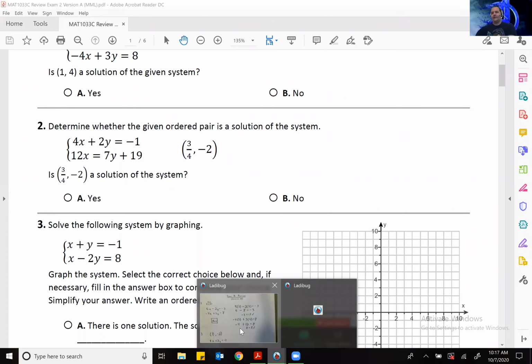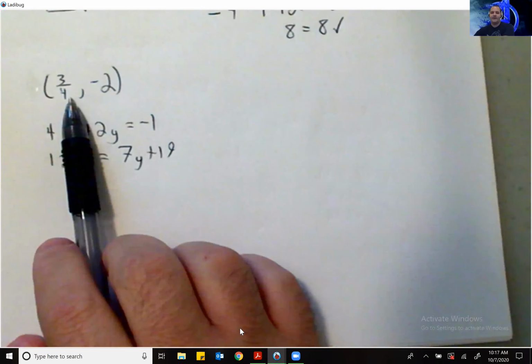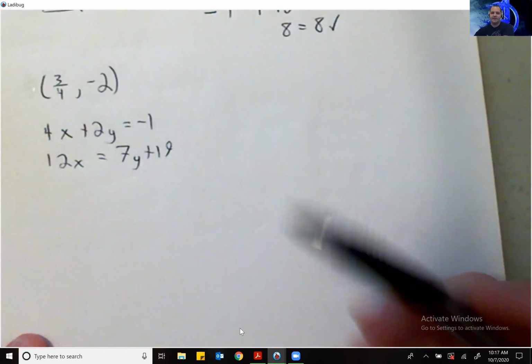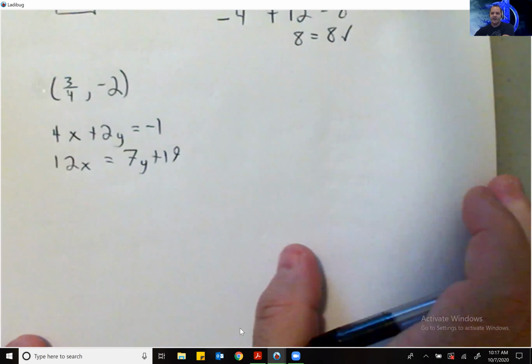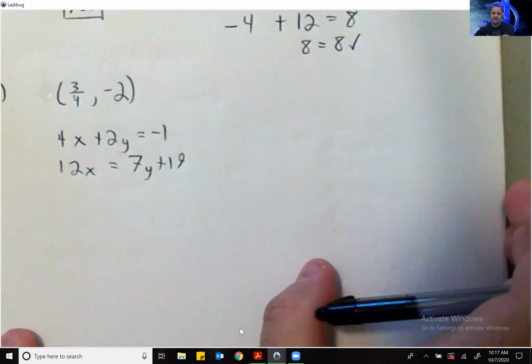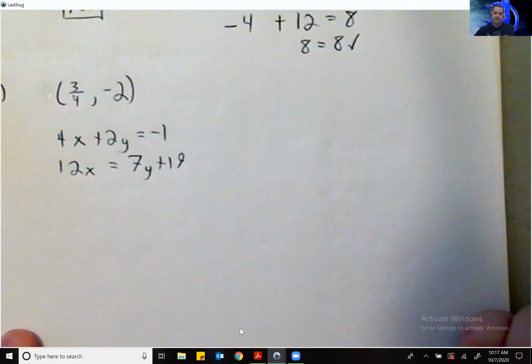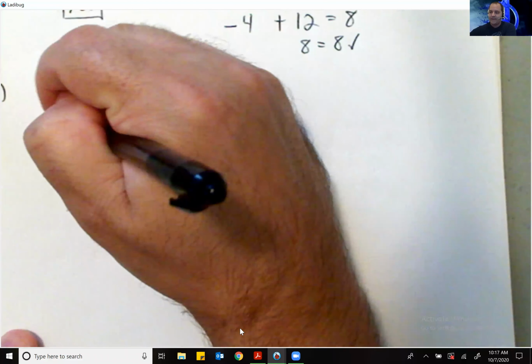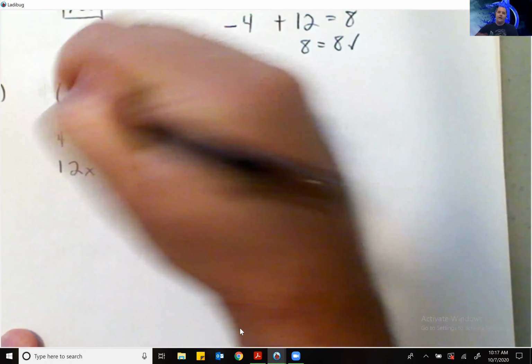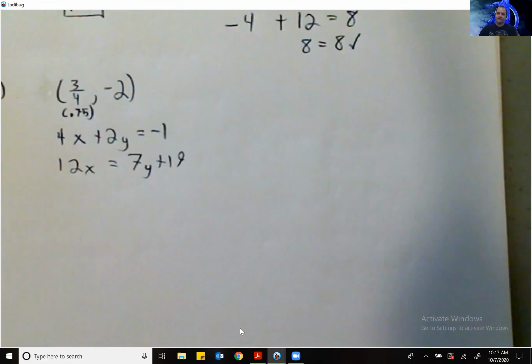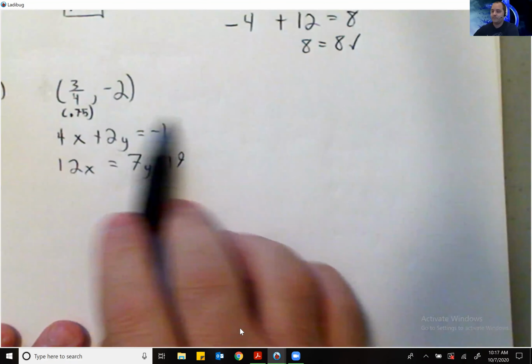I mean, the other thing you can do with this is if you don't like 3/4, you can always turn it into the decimal and work with it as a decimal. It doesn't really matter in this case because all we want to know is, does it work? Is it a solution? Yes or no? So if you really want to turn 3/4 into its decimal, that's 0.75, and you can plug in 0.75 if you want. It's your call.